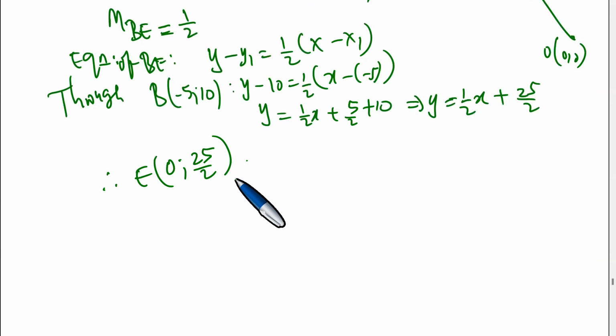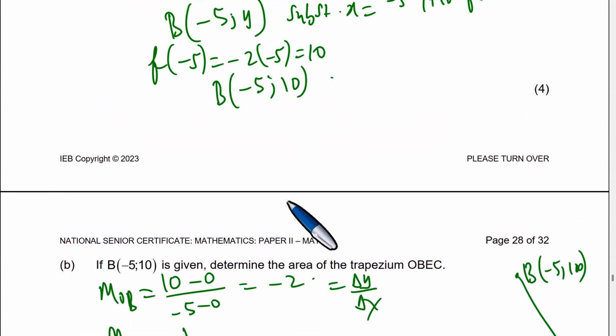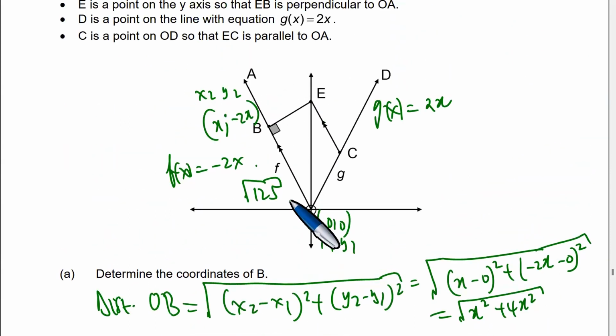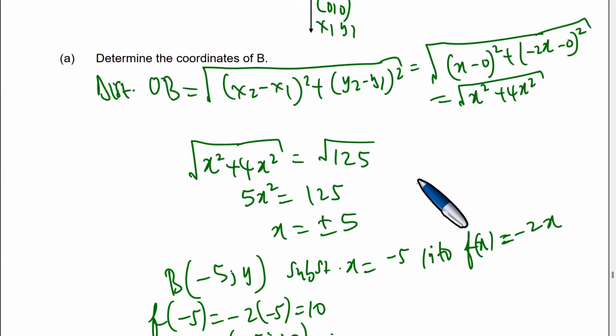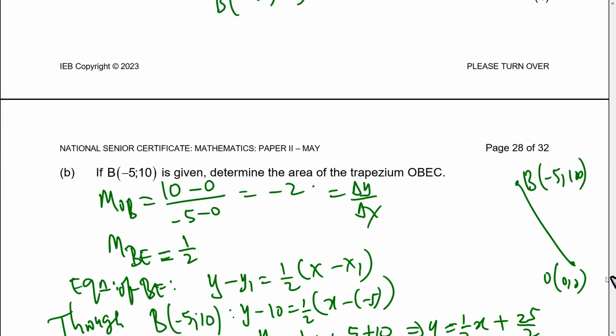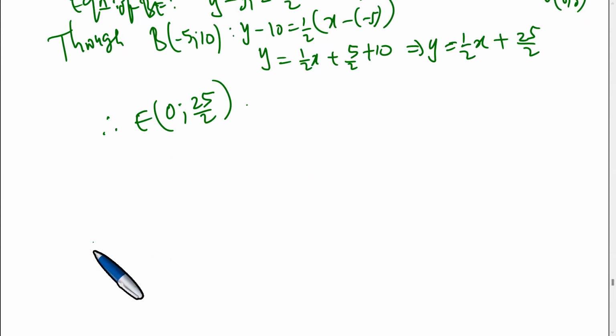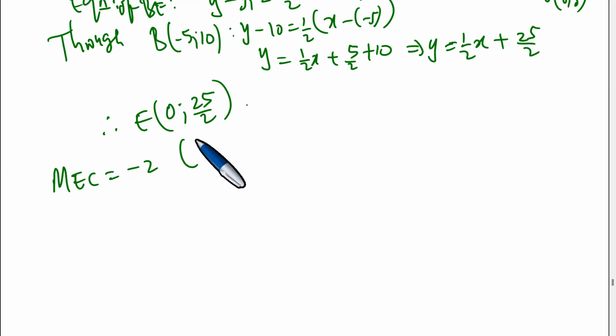What is the gradient of EC? Because these are parallel to each other, the gradient of EC is equal to the gradient of this, and the gradient of this is minus 2, so the gradient of EC is also minus 2. The gradient of EC is minus 2 because of the notion of parallel lines. What would the equation of EC become?